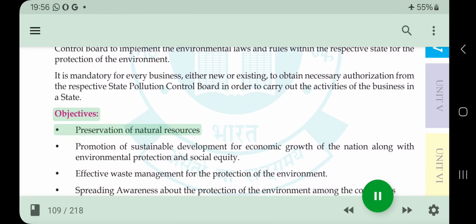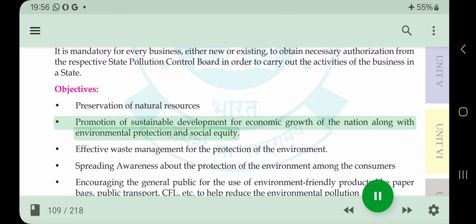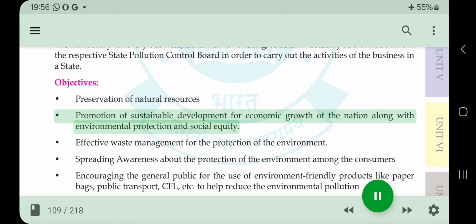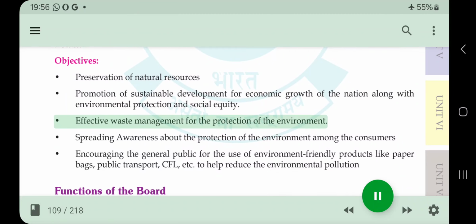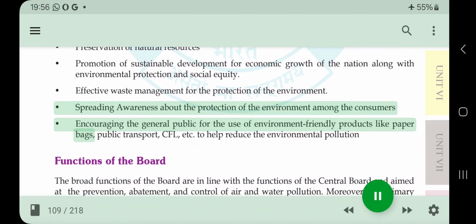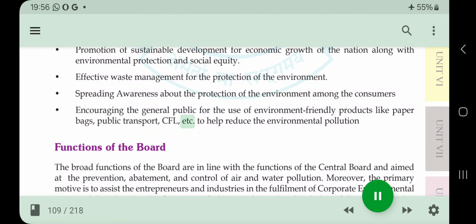Objectives: preservation of natural resources, promotion of sustainable development for economic growth of the nation along with environmental protection and social equity, effective waste management for the protection of the environment. Spreading awareness about the protection of the environment among the consumers, encouraging the general public for the use of environment-friendly products like paper bags, public transport, CFL, etc. To help reduce the environmental pollution.